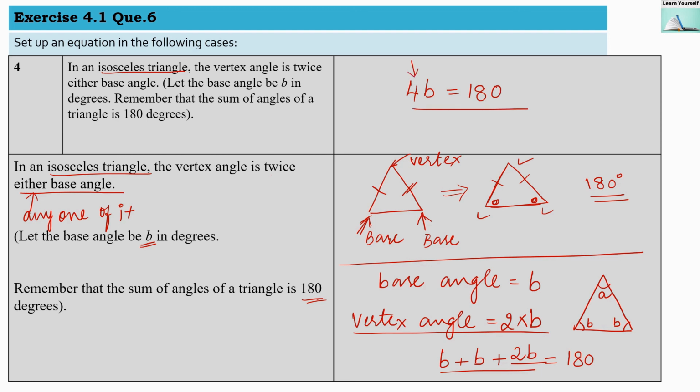How did we get 4B here? B for a base angle, B for a base angle, and we have written 2B because they said the vertex angle's measure is 2 times one of the base angles. So that's why we have written 2B, and that's why we got 4B. So 4B equals 180. 180 is the fixed measure of the sum of all 3 angles of a triangle.